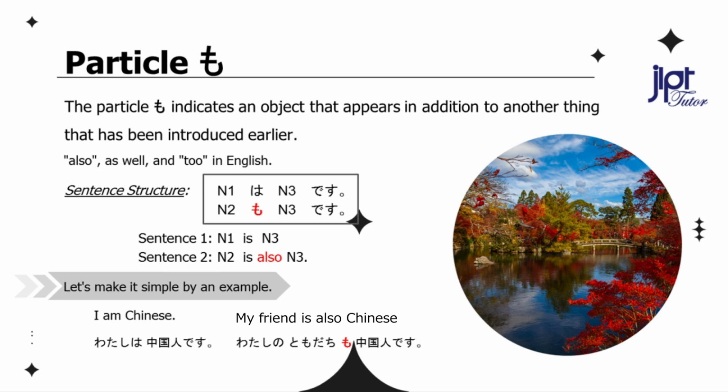I am Chinese. 私は中国人です。 My friend is also Chinese. 私の友達も中国人です。 It means where N1 is N3, N2 is also N3, and particle mo will always appear in the second sentence.